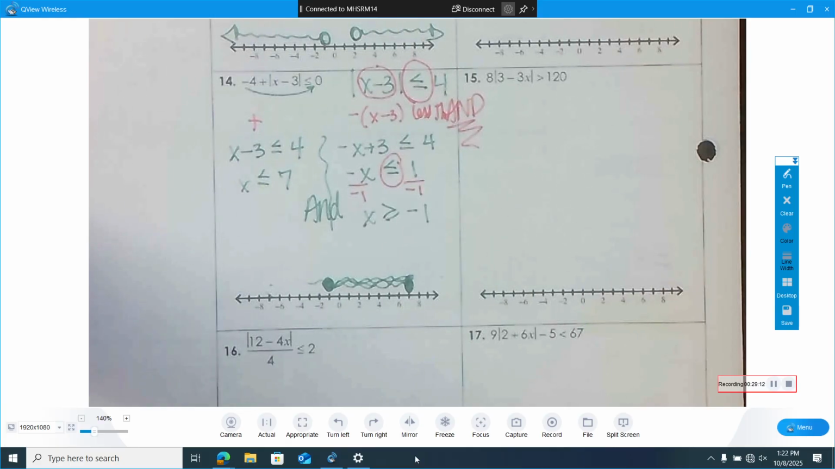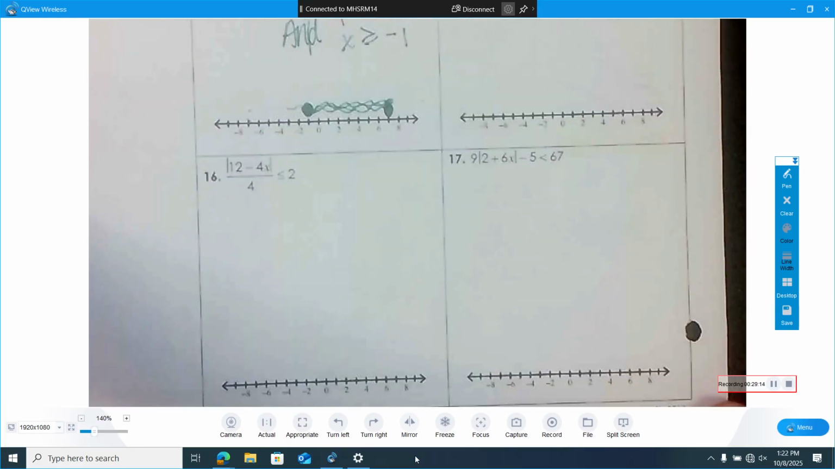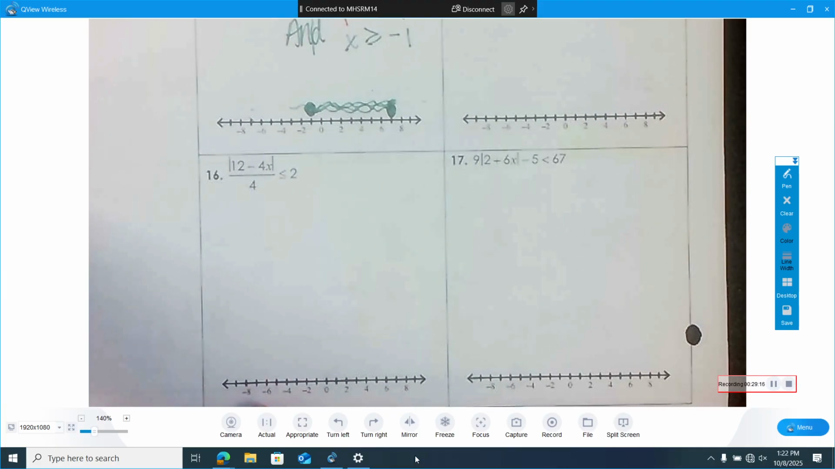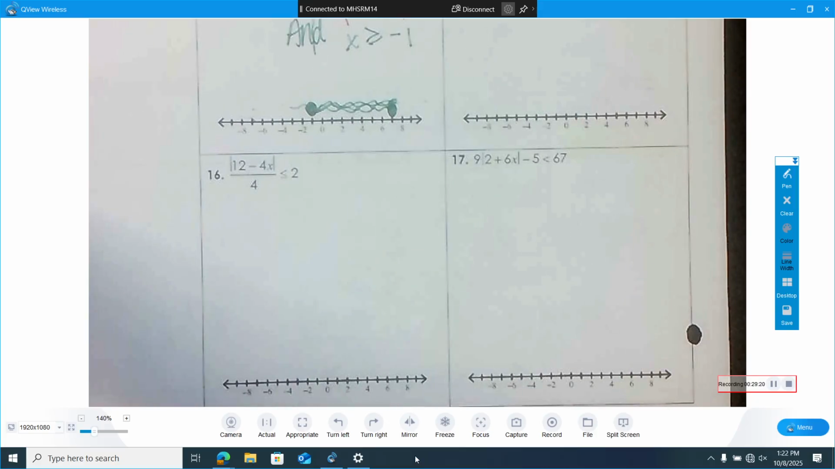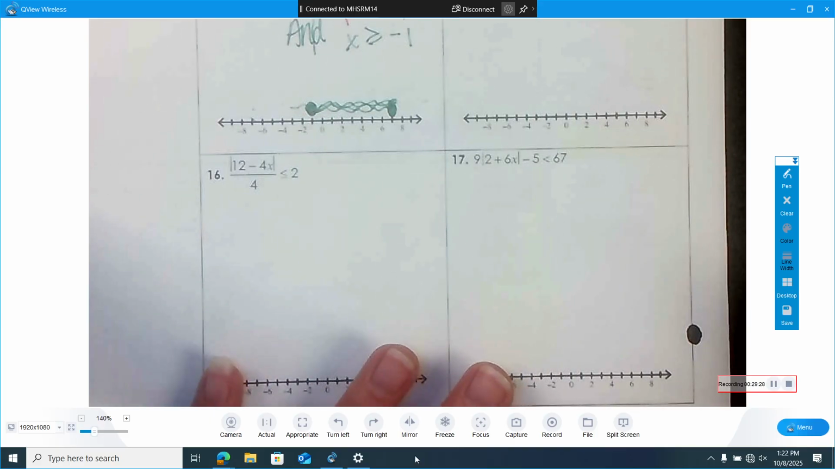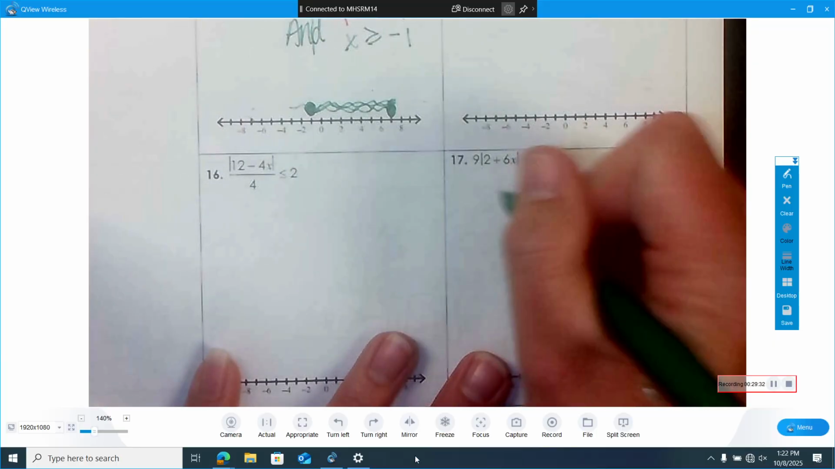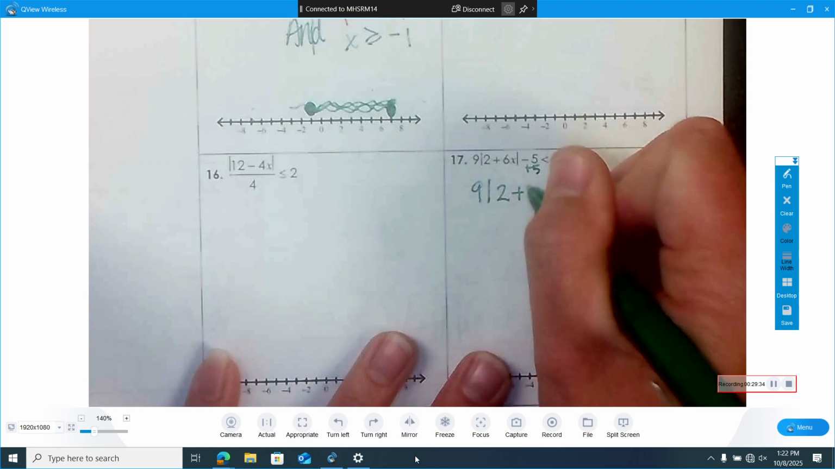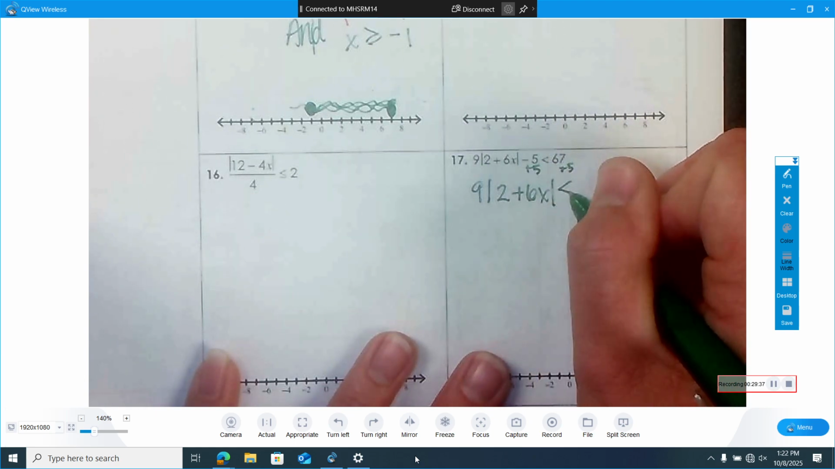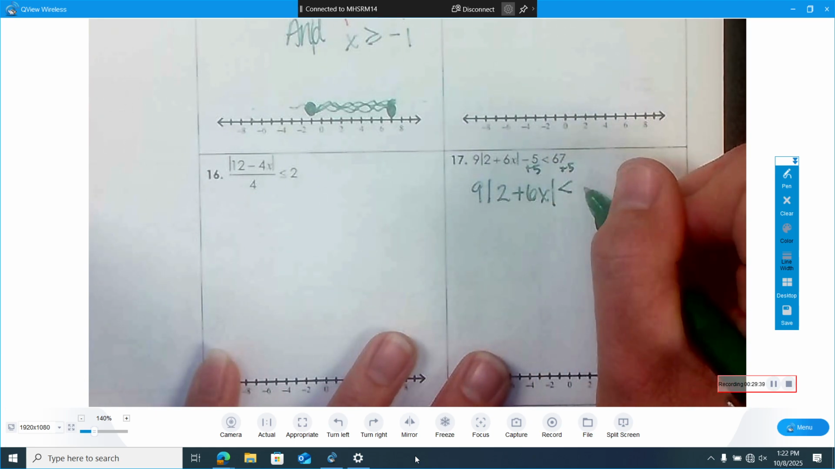Let's do number 17 and then call it. Actually, would you rather do 16 or 17? 17? Okay. I'll translate. All right, what do we do first on 17? Add the 5. Add the 5. All right, so we get 9 absolute value 2 plus 6x is less than 72.